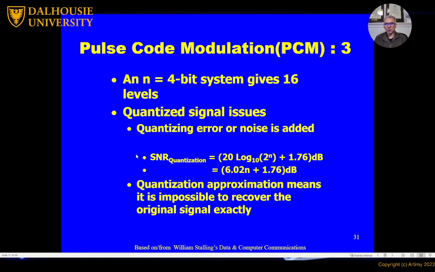And if I know the number of bits, then I can figure out what the signal to noise ratio quantization is. So this formula shows that if I have n bits, n is 4, for example, then how many levels do I need? I need 2 to the power 4, which is 16. If I take the log of that, multiplied by 20.